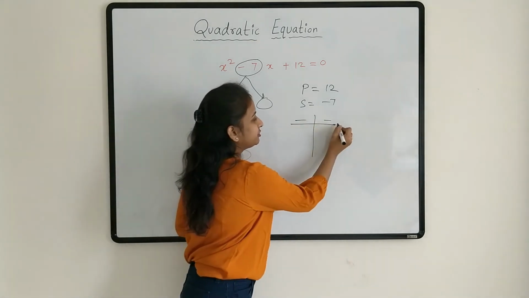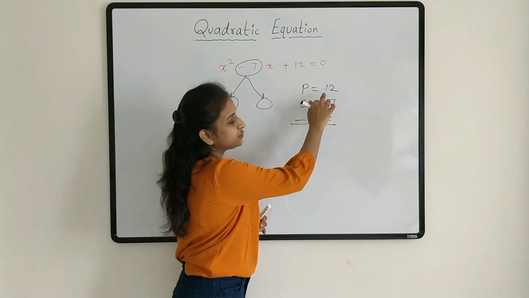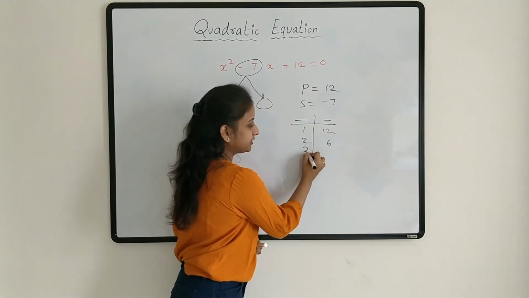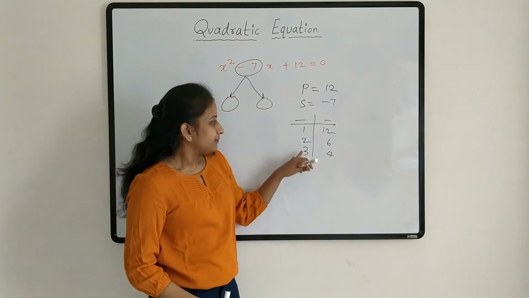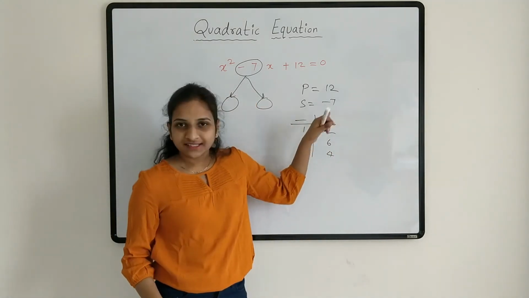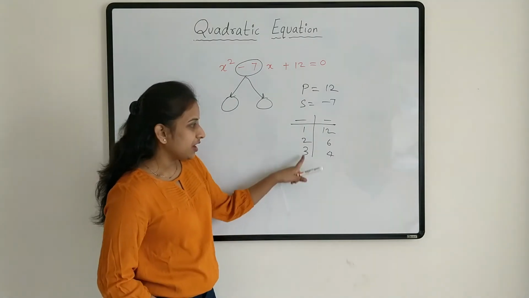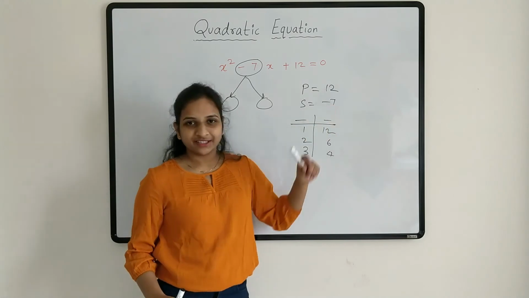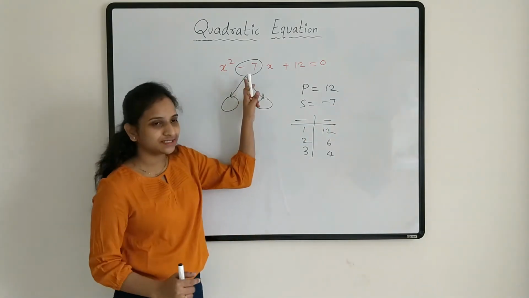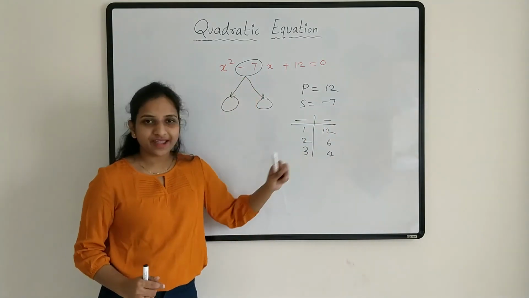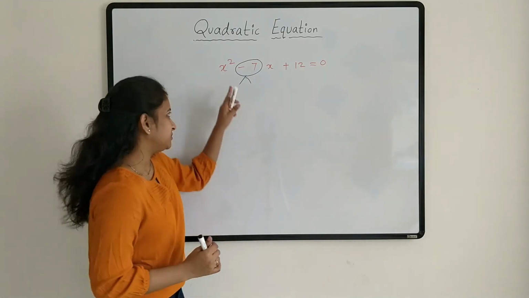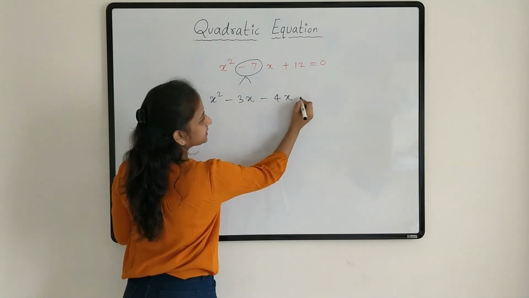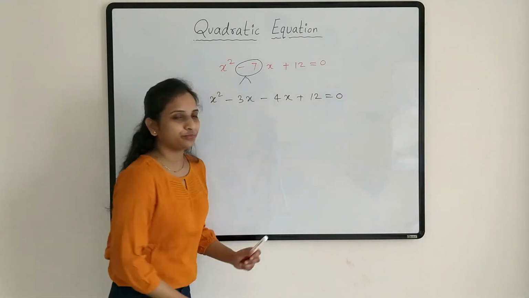So both the numbers should be negative. Now let's find the two numbers whose product is 12: 1 and 12, or 2 and 6, or 3 and 4. But the sum should be −7. So out of these, −3 and −4 give −7. So our two numbers are −3 and −4. So this expression is x² − 3x − 4x + 12 = 0.